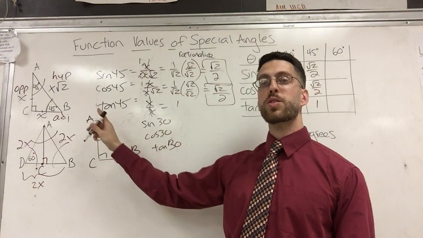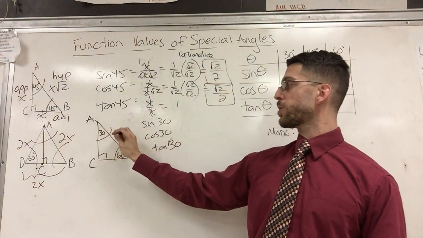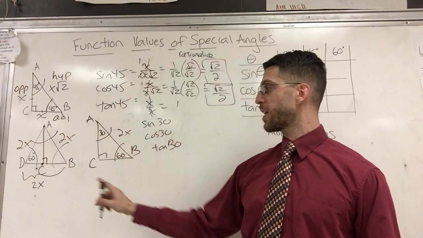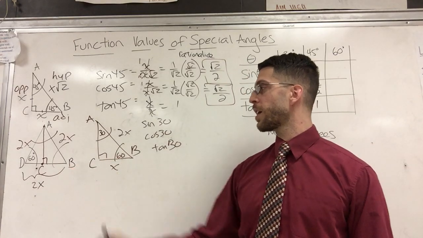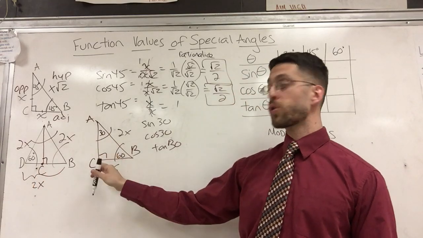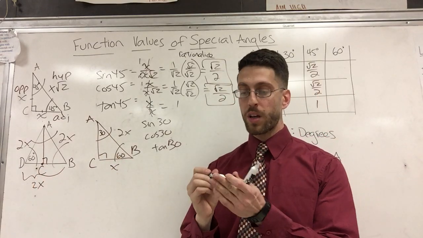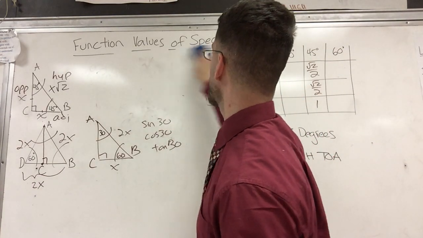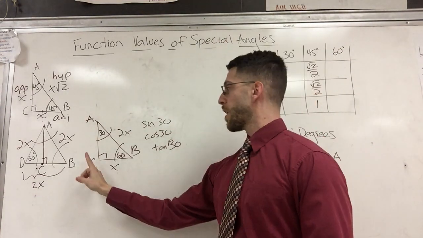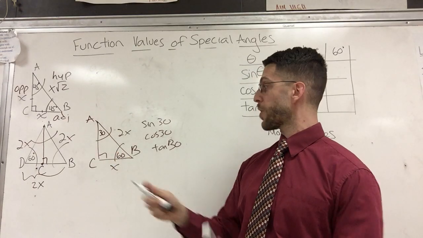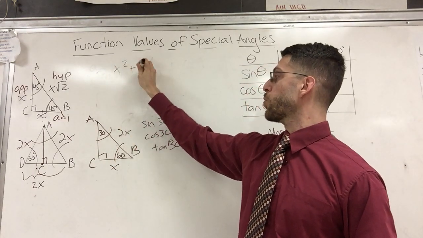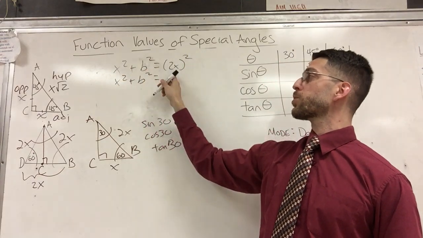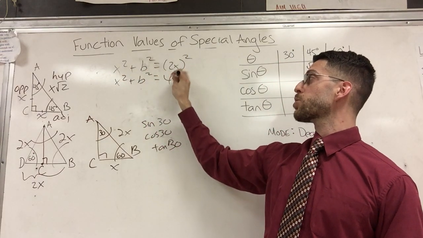When I cut out my picture, A to B is still 2x. B to C, not 2x anymore. It's half of that, which is only 1x. And I have no idea what A to C is, so you're going to have to use the Pythagorean Theorem to figure it out. All right? Let's see if we can do that quickly. So that's going to be a squared plus b squared equals c squared. So that's x squared plus I don't know squared equals 2x squared. That's x squared plus I don't know squared equals 2x times itself is 4x squared.